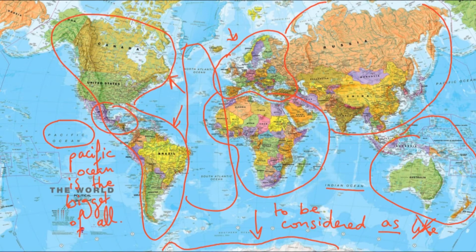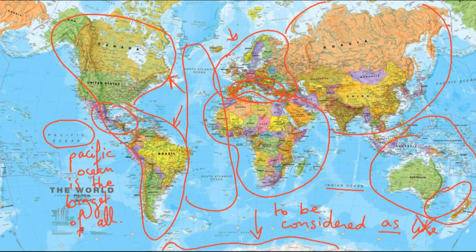You can find, of course, seas as well. You can find seas as well, like the Mediterranean Sea in here, or the Tasman Sea in there between Australia and New Zealand. The Tasman Sea is located between Australia and New Zealand.